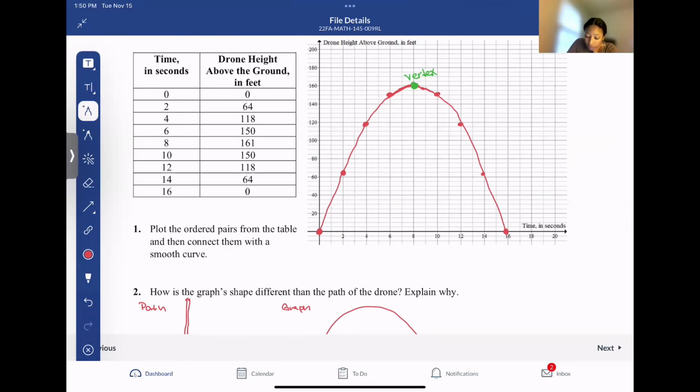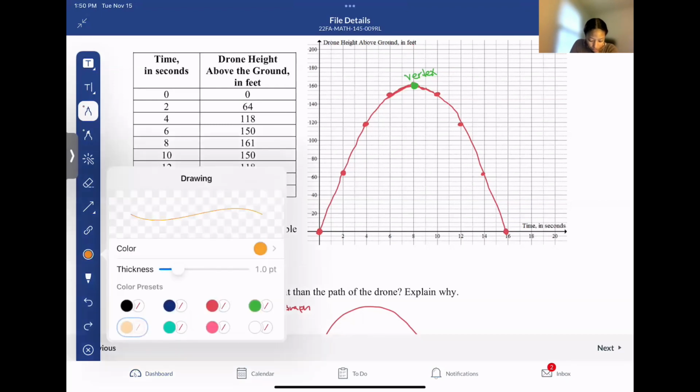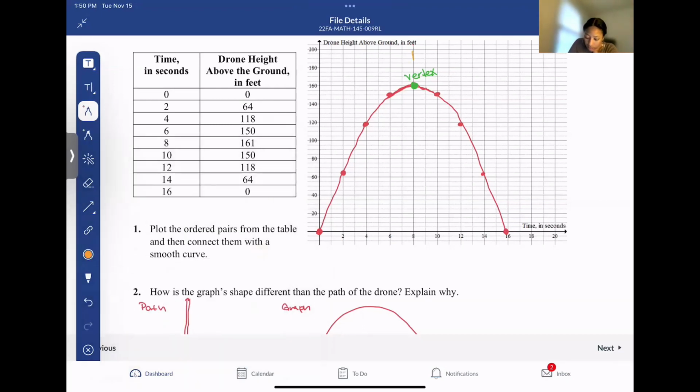And if we draw a vertical line, I'm going to draw it in a different color, that goes directly through the vertex, this vertical line will give us our axis of symmetry. It splits the graph in half so that you have mirror images on both sides. And if you were to flip the graph over that line, you would get the same exact picture. That vertical line would be x equals 8.